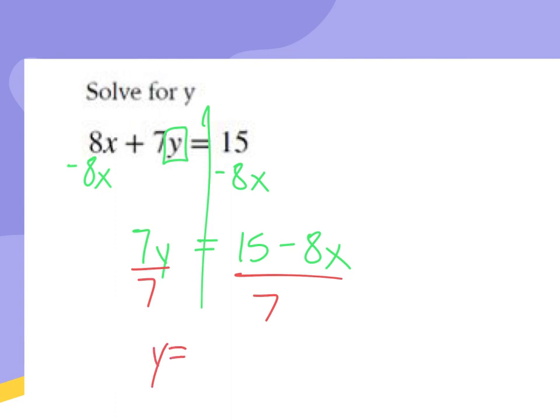You could have left it like that. We could simplify it one more step though. So 15 divided by 7 is just 15 sevenths, correct? And negative 8x divided by 7 is just negative 8 sevenths x, correct? So I could have left it like that too. If I had to graph it, that's how I would want to leave it.